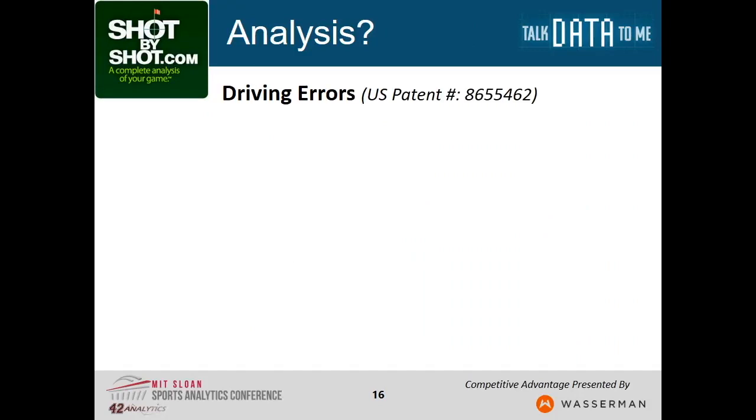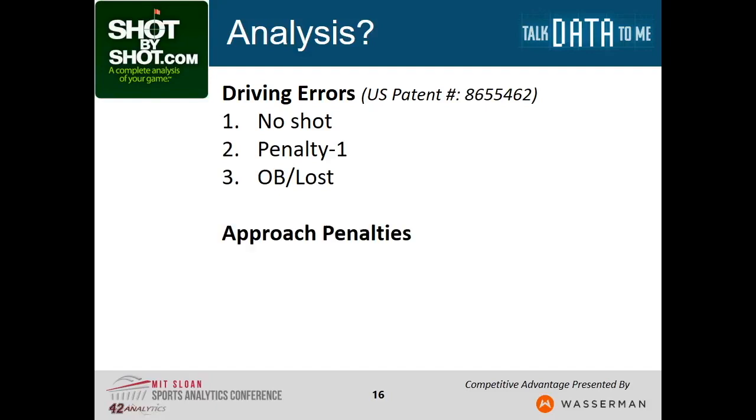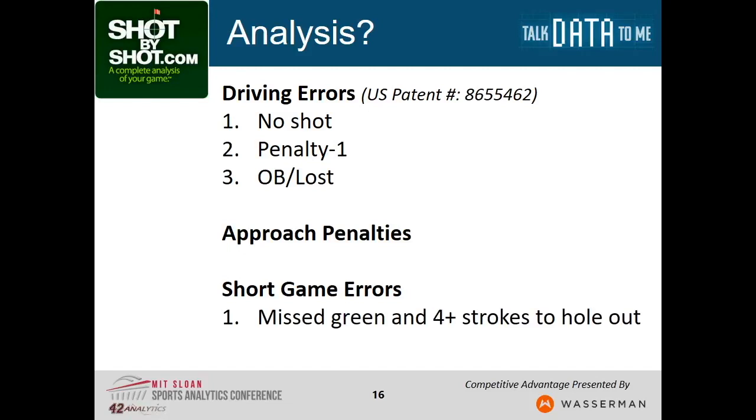I look at driving errors, the 3 types of driving errors, approach penalties, which you can't find in the stats, short game errors, and I call a short game error on tour a shot that misses the green and it takes the player 4 or more shots to hole out. Putting, I also look at, but the tour does a pretty good job of 3 putts and 1 putts.